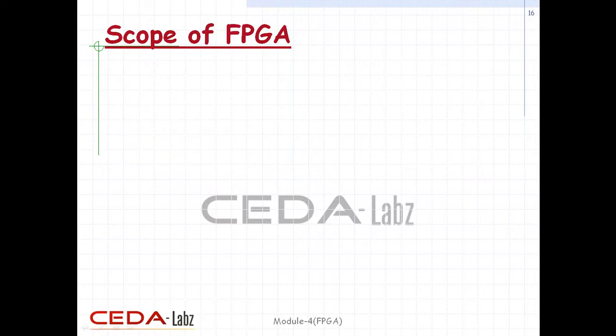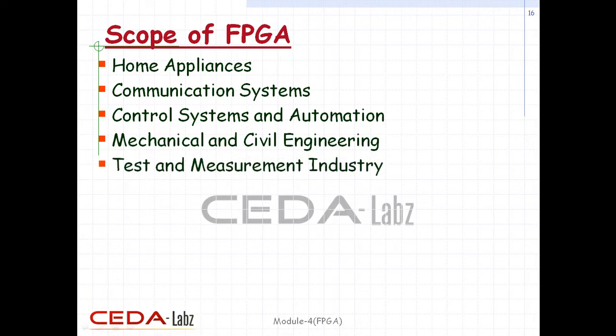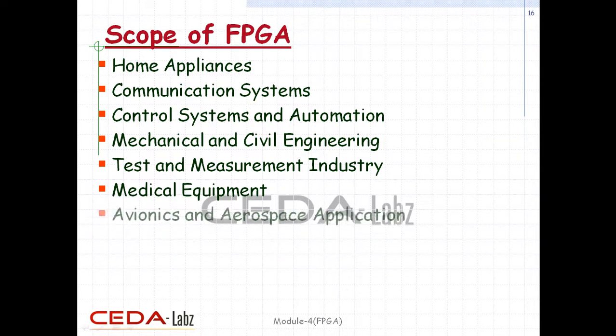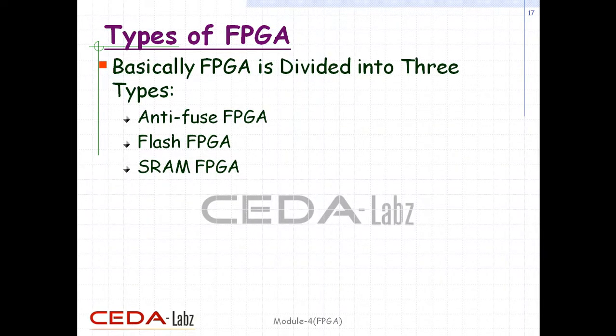FPGAs have a large amount of scope. They can be used in many places: home appliances, communication systems, control systems and automation, mechanical and civil engineering, testing, medical electronics, aerospace applications, and academics. So we can see FPGAs are useful in many applications. Based on the programming technology, FPGAs can be divided into three types: anti-fuse FPGA, flash FPGA, and SRAM FPGA.